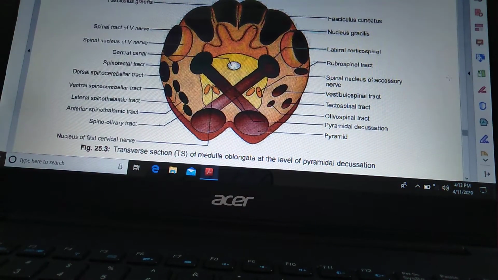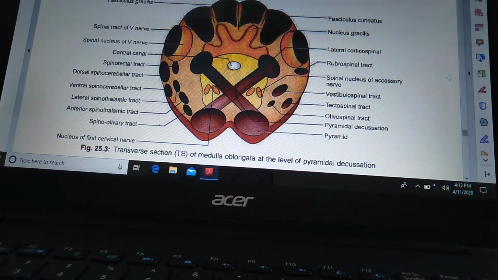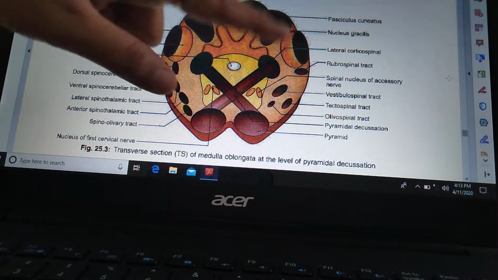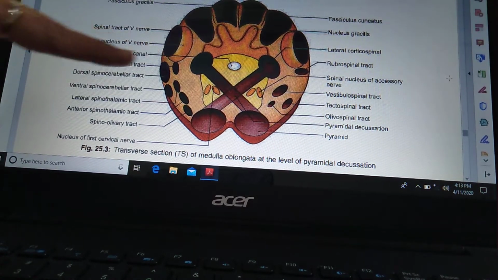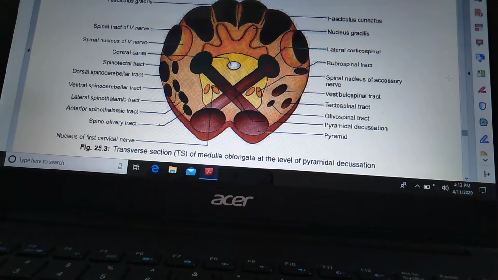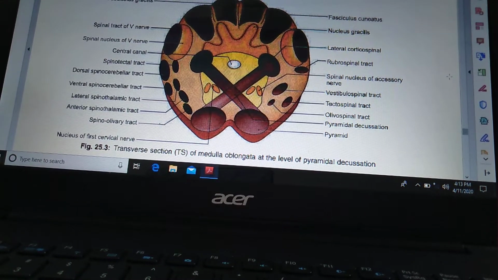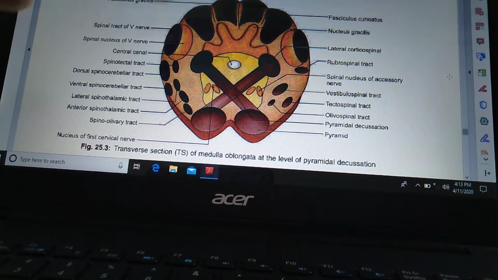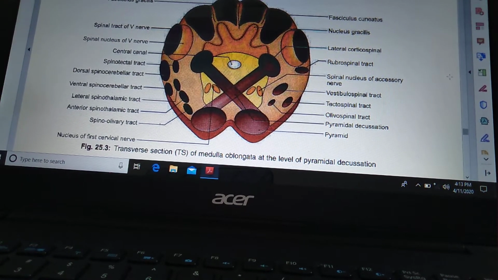The decussation of the pyramidal tract is one of the most important features present at this level. The fibers of each pyramid run backwards and laterally to reach the lateral white column of the spinal cord, where they form the lateral corticospinal tract. The fasciculus gracilis and fasciculus cuneatus occupy the broad posterior white columns. The other features in this white matter are almost similar to the spinal cord.